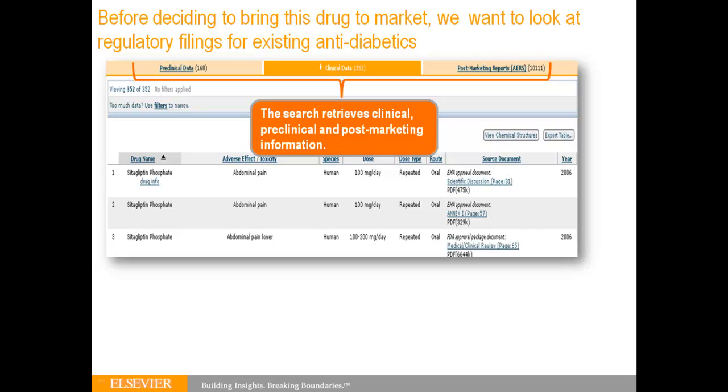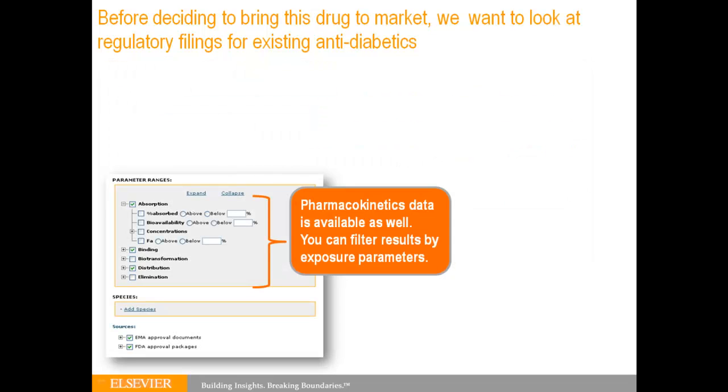The search allows you to see all preclinical, clinical, and AERS reports related to this drug. As you can see, there are multiple adverse effects reported for different dosages and effects. You can also find the pharmacokinetics data as well. You will be able to filter information by exposure parameters, such as minimum and maximum concentrations, Tmax, and bioavailability, to determine the best therapeutic window. Of course, this is also useful for you to find out information about your competitor's clinical trial and AERS reports submissions.